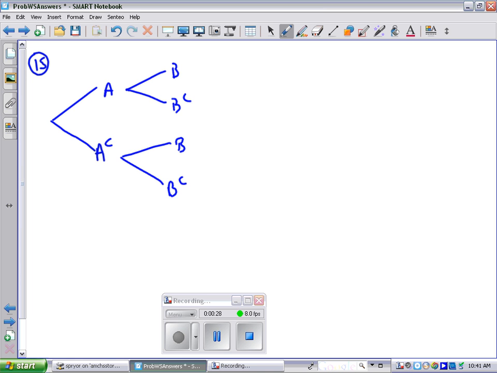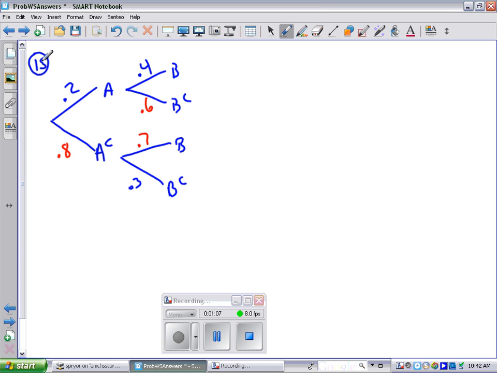So it says the probability of A is 0.2. That means there's a 0.2, which means here's a 0.8. Then it says the probability of B given A. So I've already walked down the A road. Now what's the likelihood I go down the B road? That's 0.4, which means this is 0.6. And then it says, hey, if we don't go down the A road, what's the likelihood we go down the not B road? That's 0.3. And therefore, this is 0.7. So there's the givens in this problem.